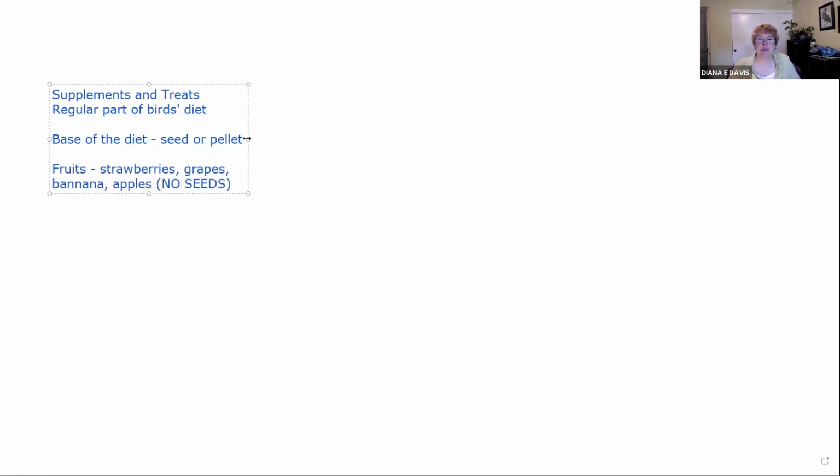The seeds of apple contain a little tiny amount of cyanide in it. It's not enough to harm us because we've got a bigger body size, but it can hurt the bird. So all of those fruits are good. Vegetables. Blueberries would be great too. Yeah, absolutely. Blueberries and raspberries would also be very good.